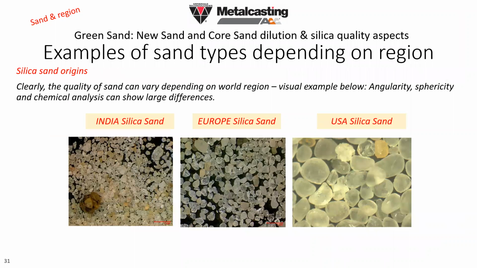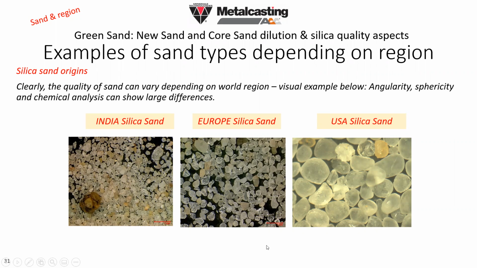Now, another part of this presentation will speak about examples of sand types depending on region in the world. Clearly, the quality of sand can vary depending on world region. You can see here a visual example showing the difference between Indian silica sand, European silica sand, just as an example, and USA silica sand. You can see that we have different angularity, sphericity, and chemical analysis that can show large differences.